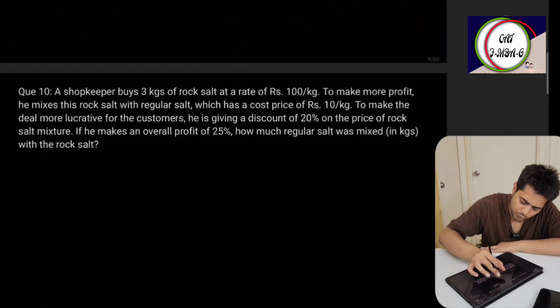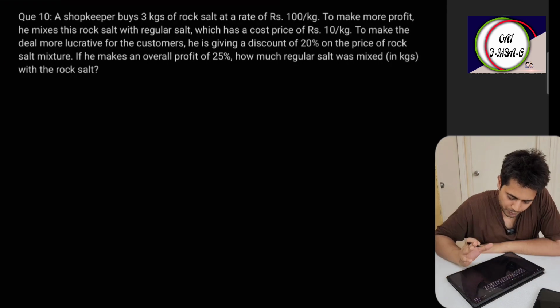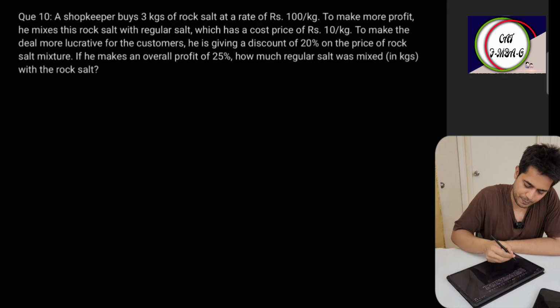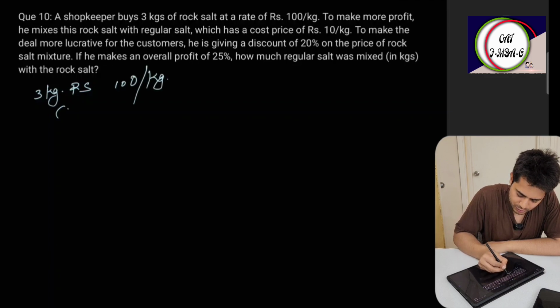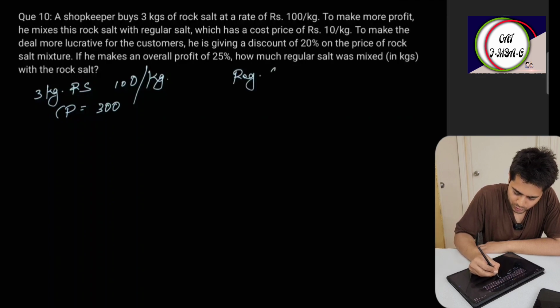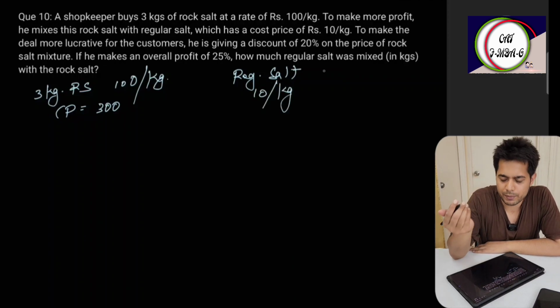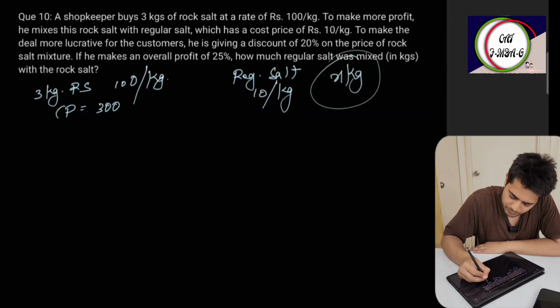Okay, let's move ahead to the next question. A shopkeeper buys 3 kg of rock salt at a rate of 100 per kg. So cost price is equal to 300. To make more profit, he mixes rock salt with regular salt, which has a cost price of 10 per kg. So let the regular salt mixed be equal to x kg.